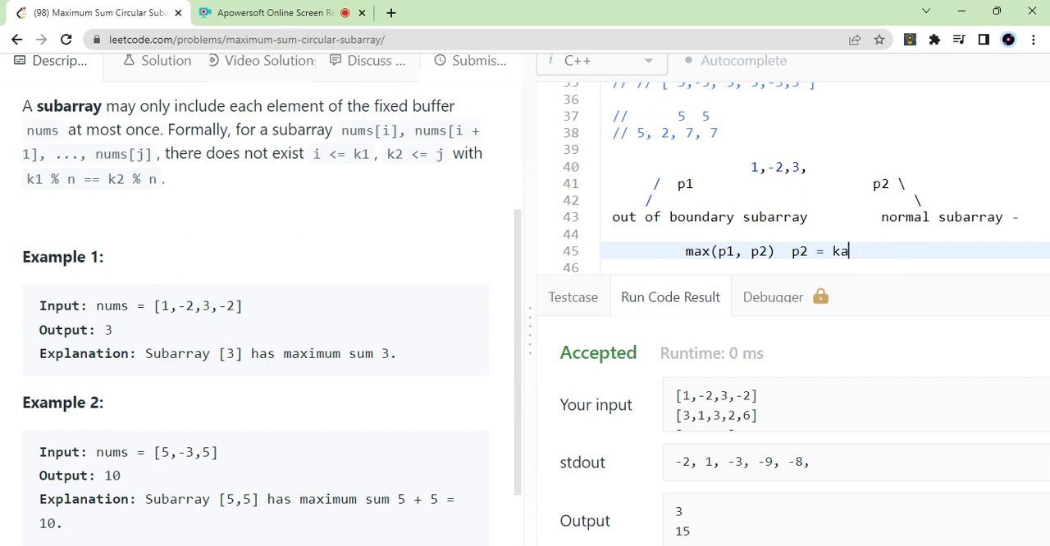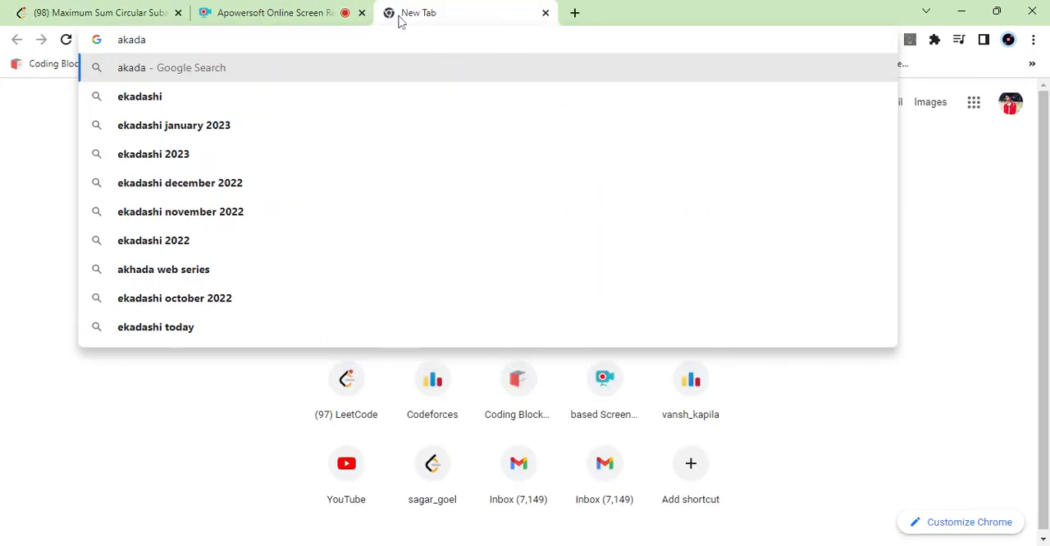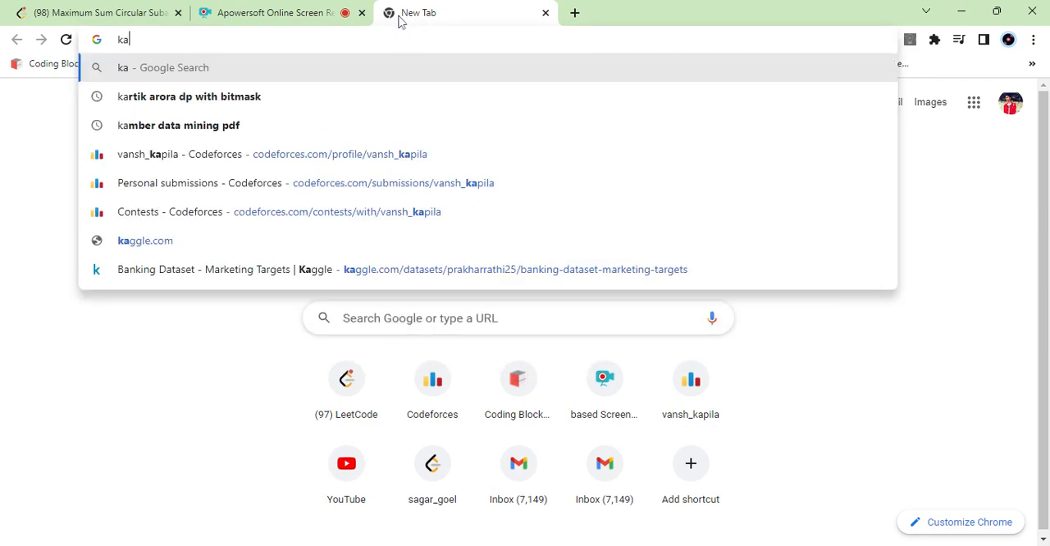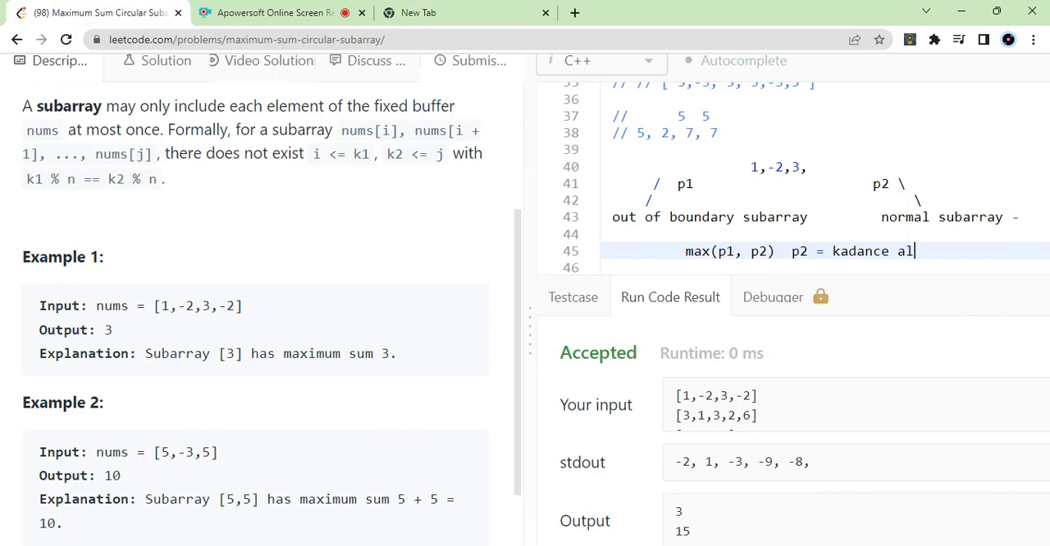I don't know the spelling. So let's say Kadane's, I think with a C, yeah. No, don't know. So Kadane's algorithm, or maybe we can search about that. Kadane's, yeah, any Kadane algo, and then it's like Kadane's like that.